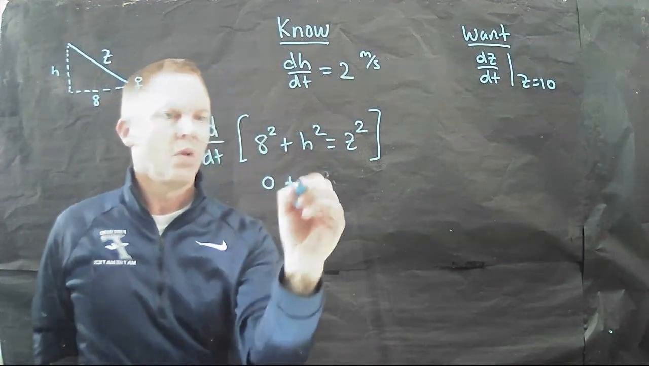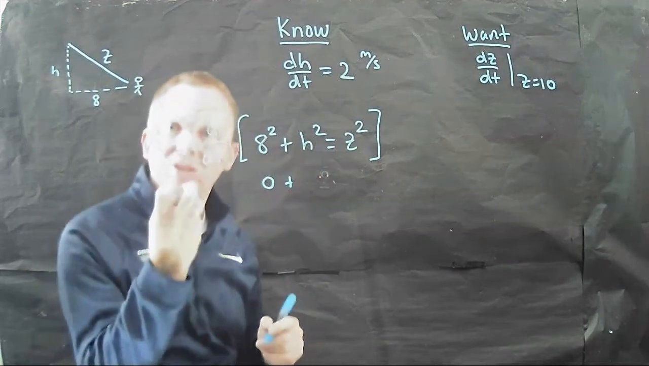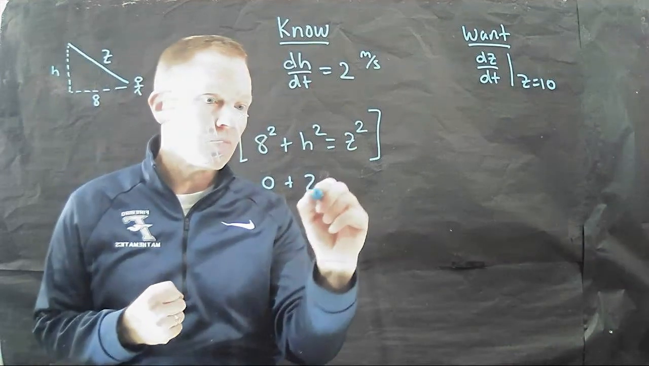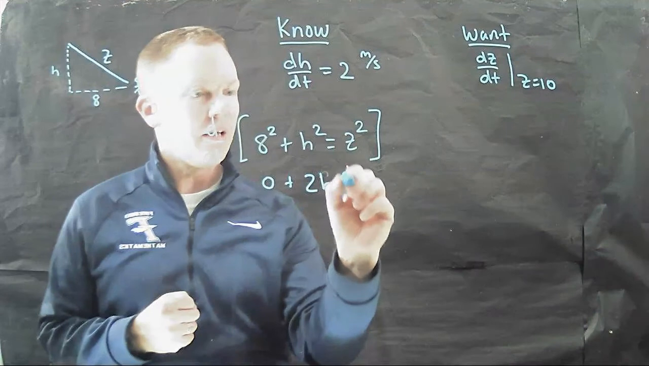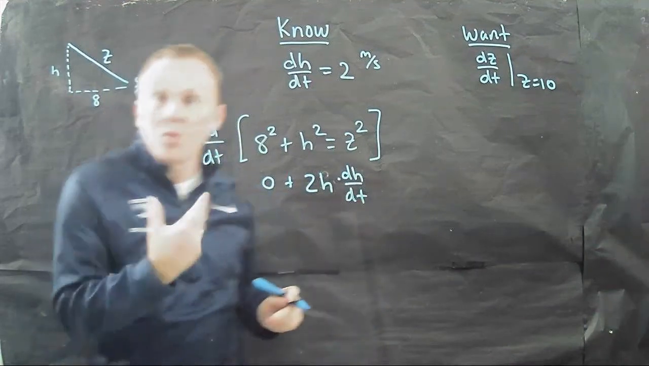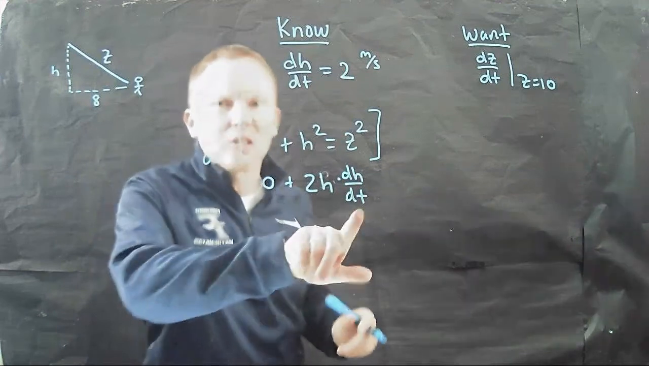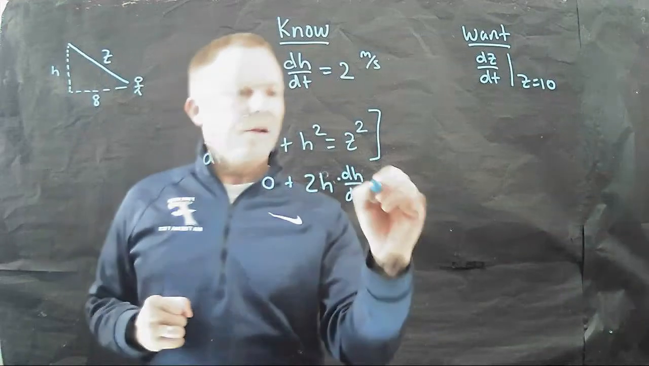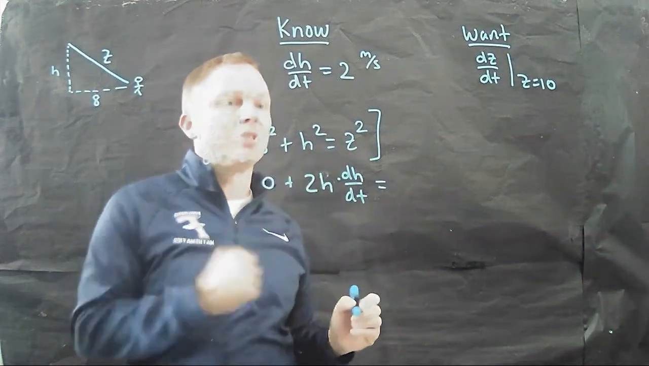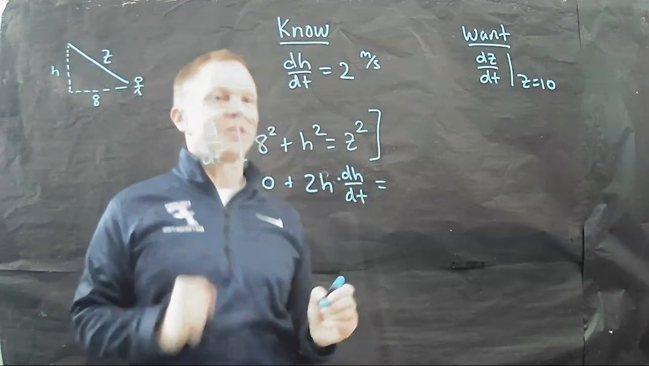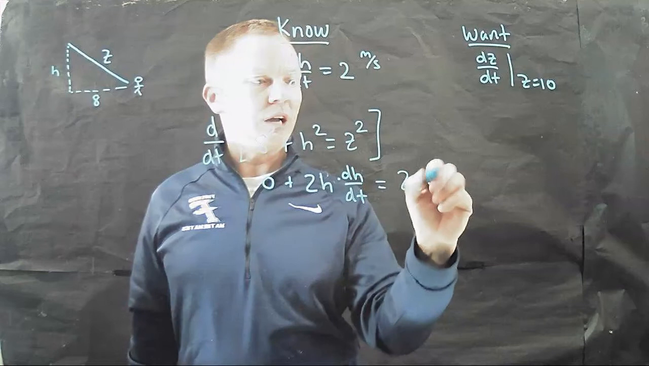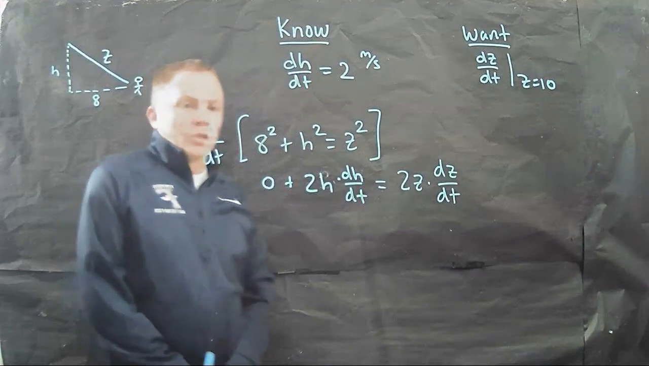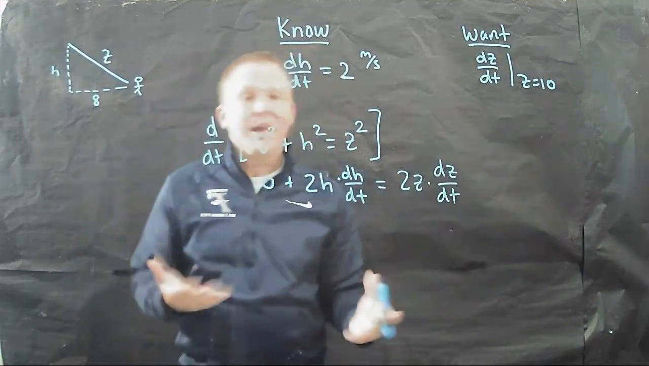That's 0. What's the derivative of h squared with respect to t? Well, you take the derivative of h squared with respect to h, which is 2h, and then you multiply by dh dt. Now you might see why, when we did implicit differentiation, I liked to just use dy dx instead of y prime. Now on the right side, what's the derivative of z squared with respect to t? It's 2z times dz dt.